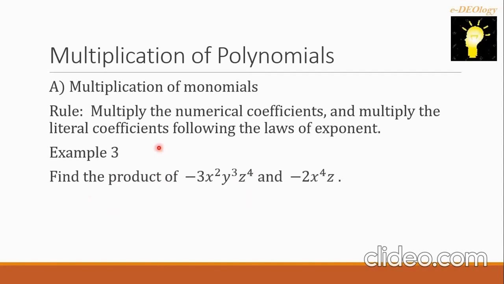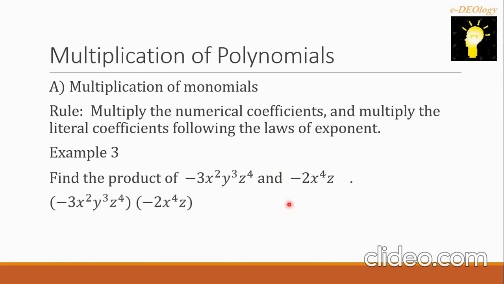Example 3. Sometimes problems will come like this. Find the product of negative 3x squared y cubed z raised to 4 and the term negative 2x raised to 4z. Let us rewrite the problem into this form, using the parenthesis symbol to denote multiplication.